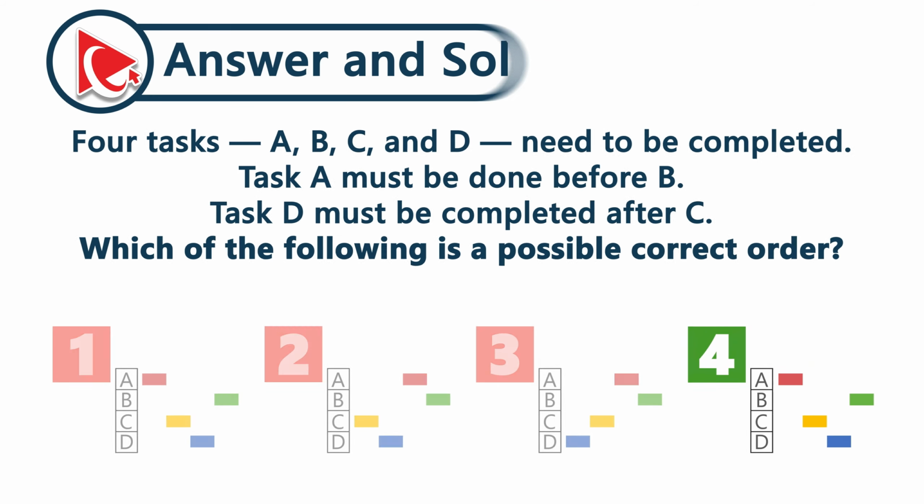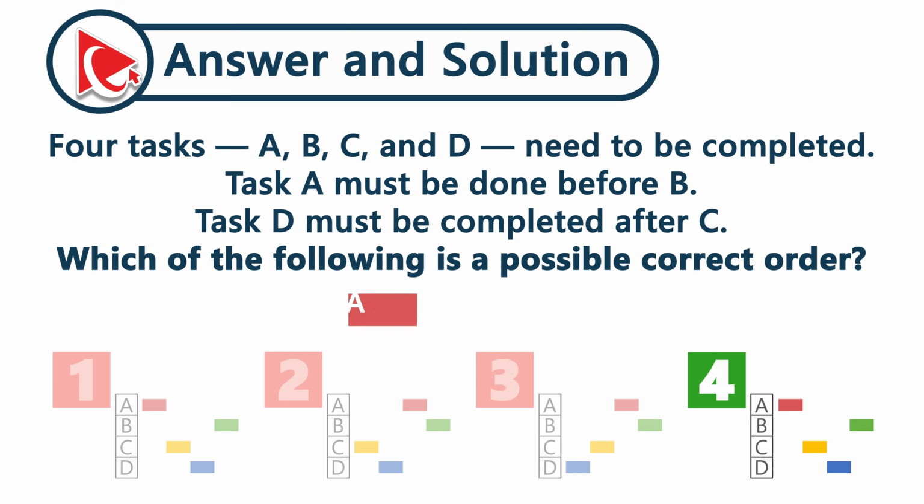The correct order is A, C, D, B. A comes before B and C comes before D.